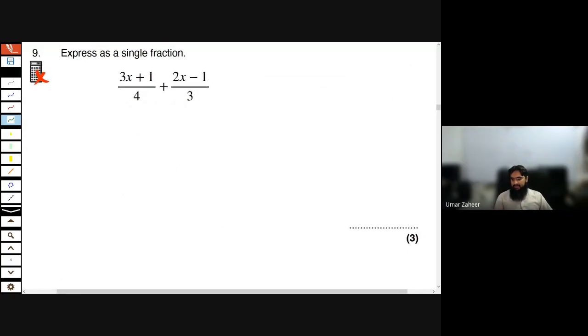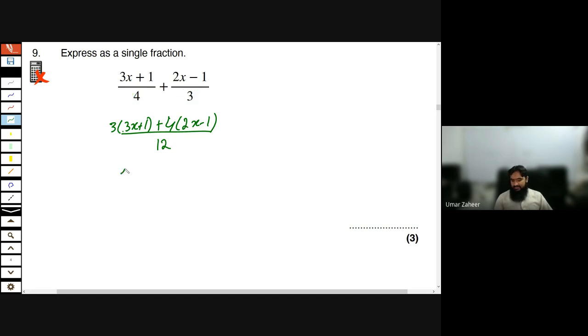So we have 4 and 3. So the LCM is going to be 12. So multiply the first term with the LCM, you will get 3 times 3x plus 1, and 4 times 2x minus 1. Because I know that they are co-prime, so I just do the cross multiply.